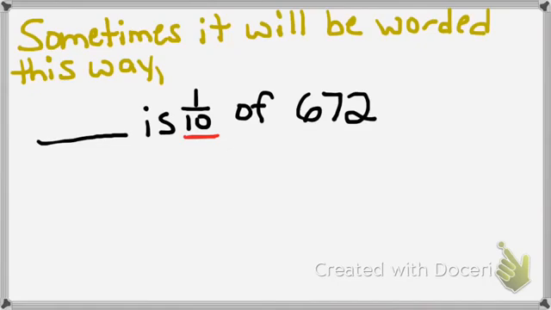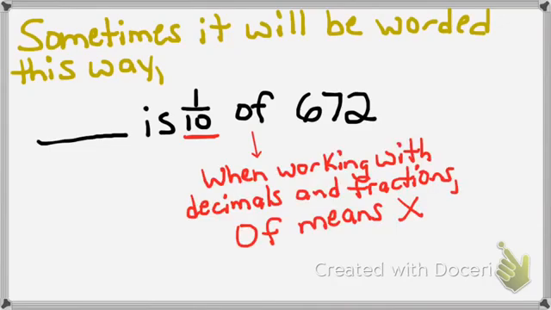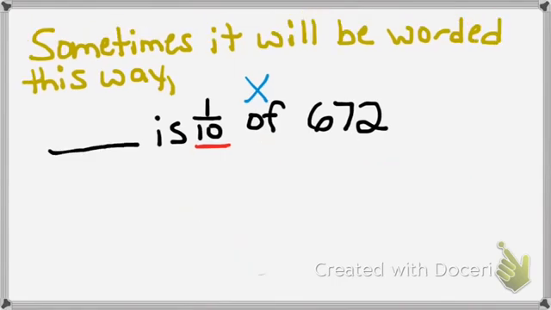Something that you may not know, but you'll be using from 5th grade on, is that when working with fractions and decimals, of means times. So I am working with a fraction here, 1/10, and if of means times, then right above that of sign, I can put a multiplication sign. So let's go ahead and solve this problem.